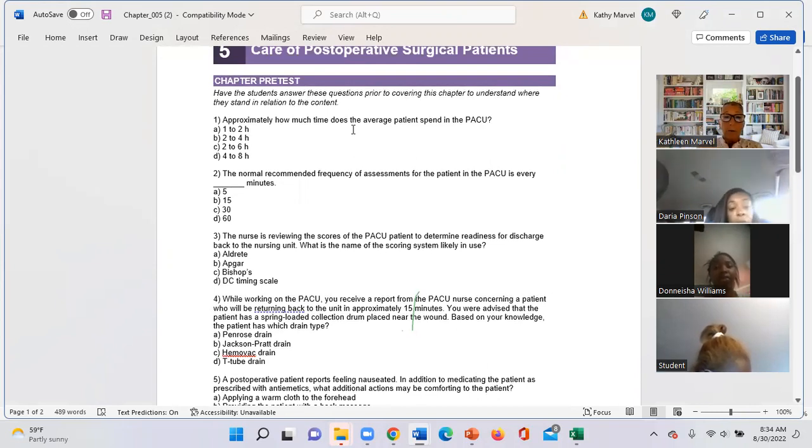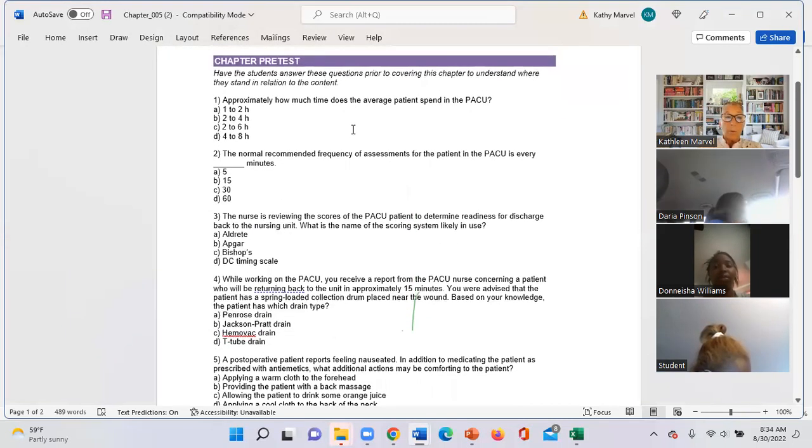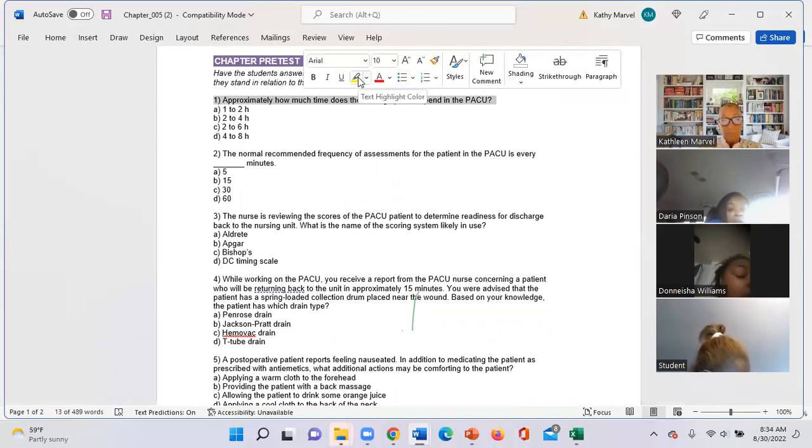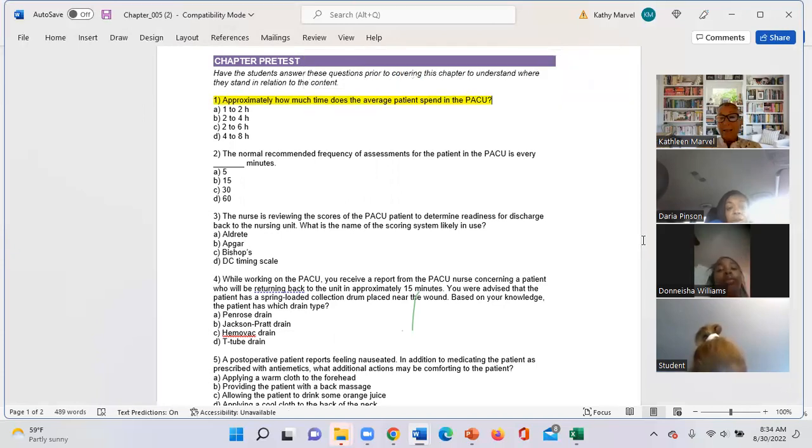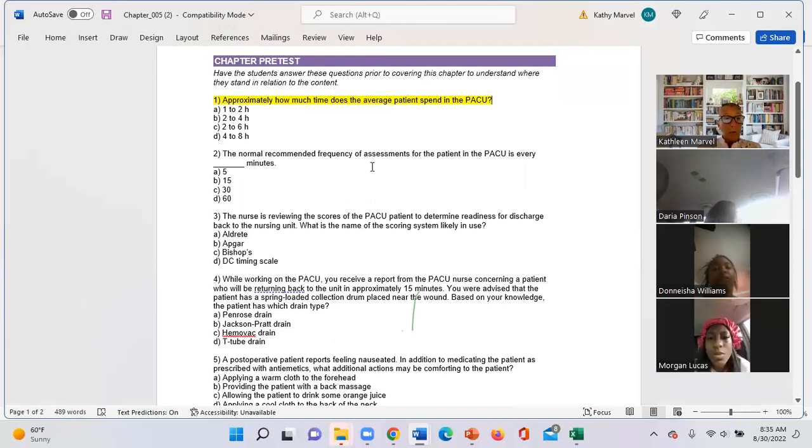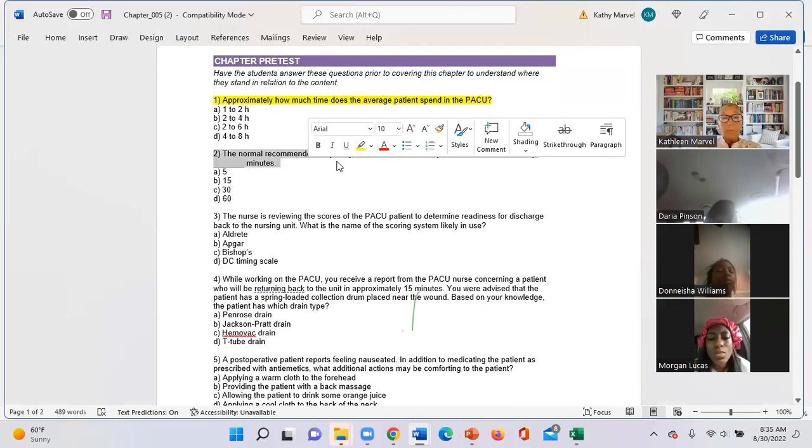So the first one's what? B, C. I think it's C. I've read a little of that chapter. Yes, it's C. How often do you do assessments? Every 2 hours. No, remember you're in the PACU. Every 30. Every 15. Every 15. Okay.